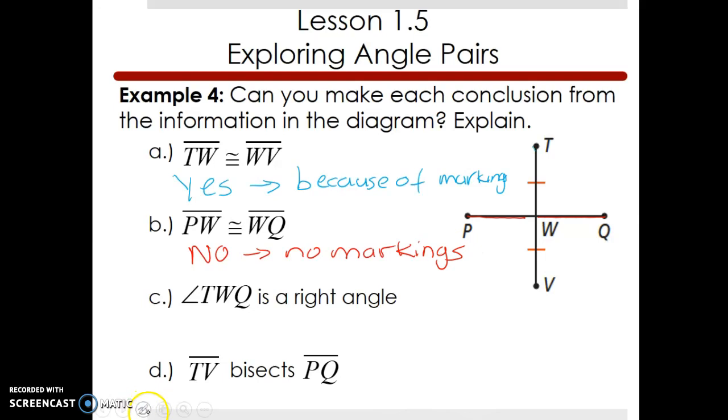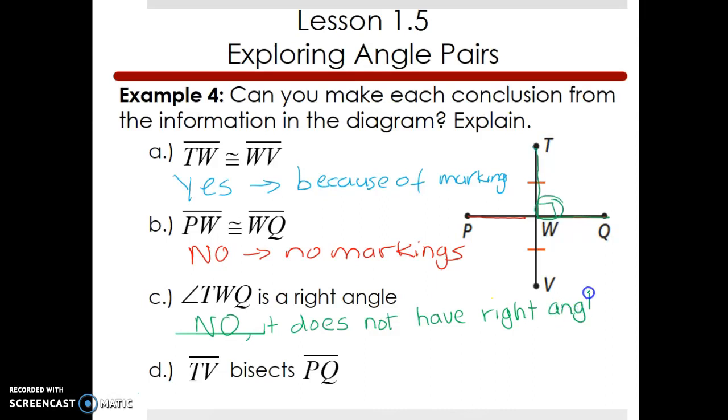The next one we're going to do is angle TWQ is a right angle. Again, right angle, it looks like a right angle. It looks pretty good, right? However, you do not have the right angle symbol. Do you have that? You don't. So it's a no. No, it does not have the right angle symbol.